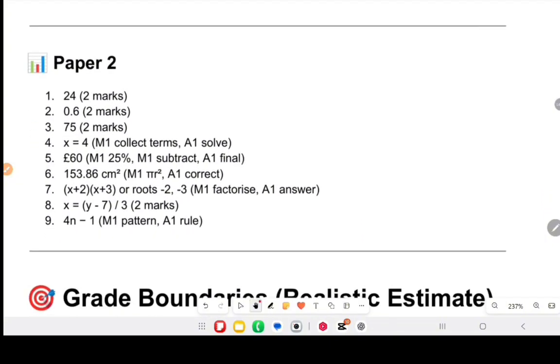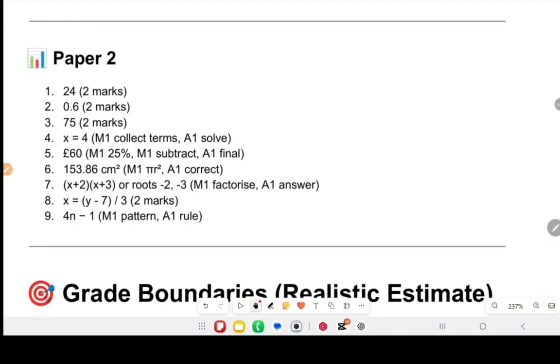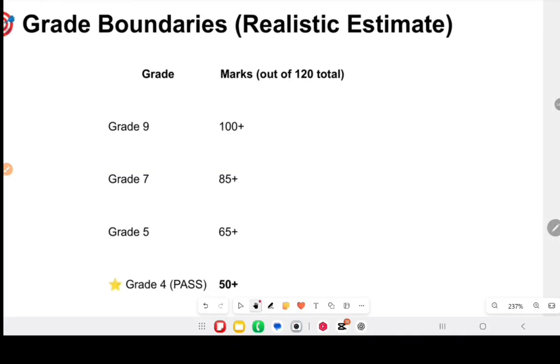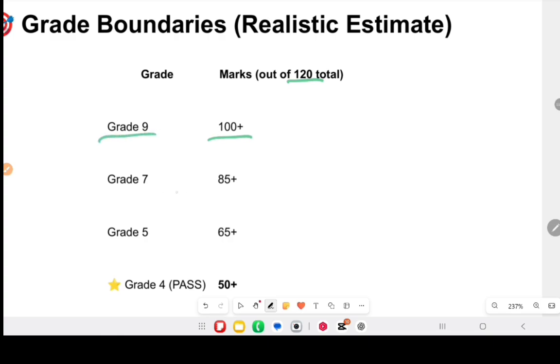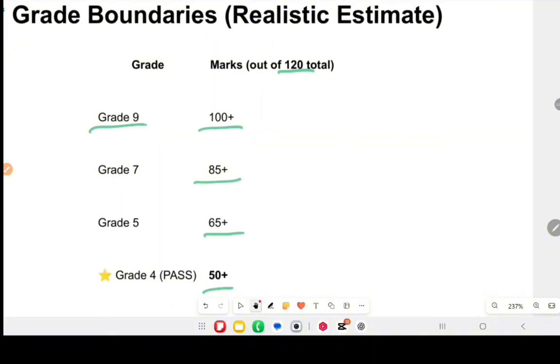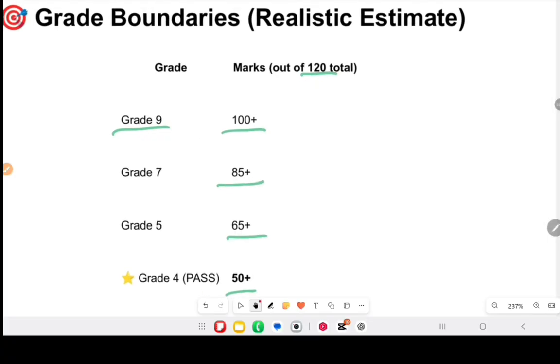This is the paper 2 marking scheme as well. Then finally, this is the grade boundary, a realistic estimate. All the questions carry 120 marks. If you score 100 plus, that is grade 9, 75 is grade 7, 65 plus is grade 5, then 50 plus is grade 4. So this is how GCSE looks like. This is just a mock exam, dependent on the grade you want to achieve.